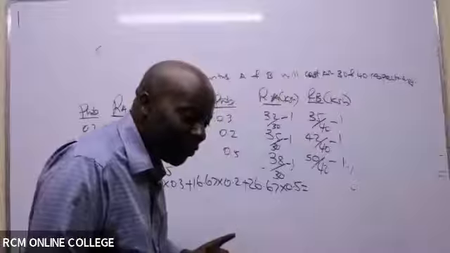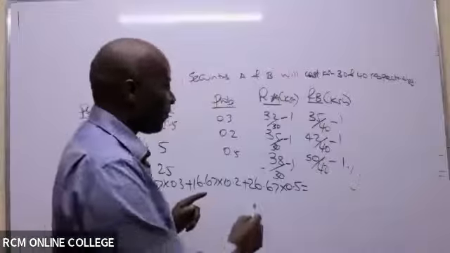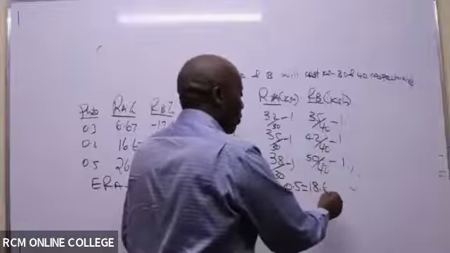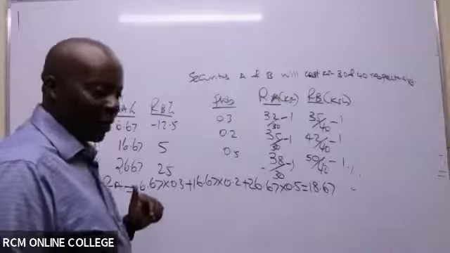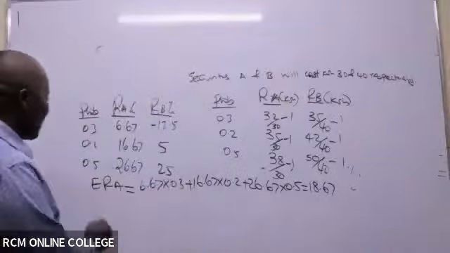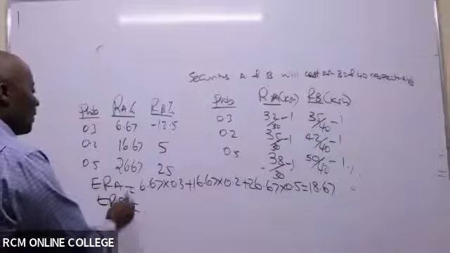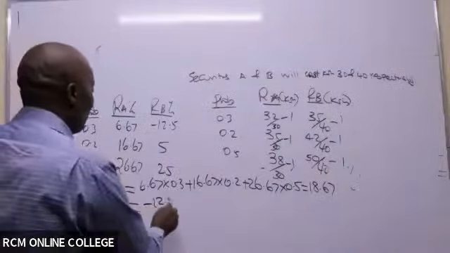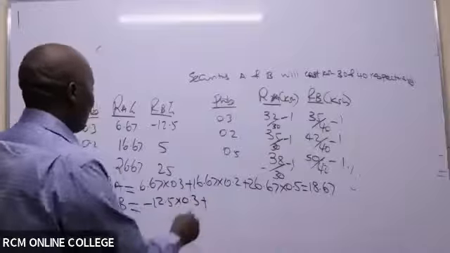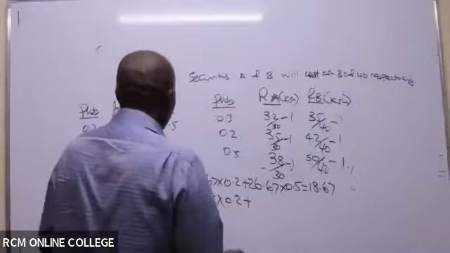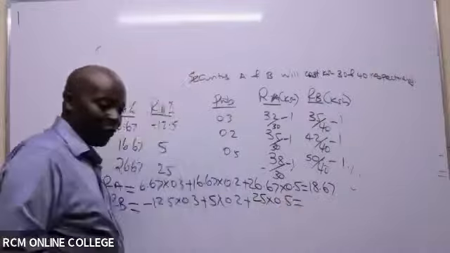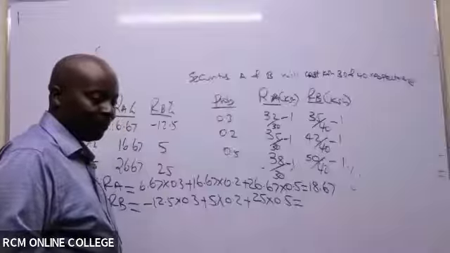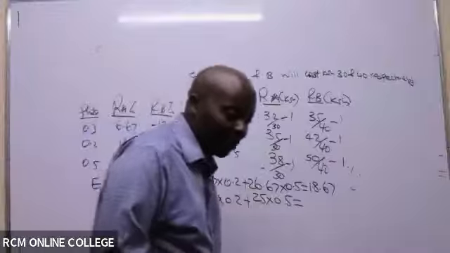Lian is giving me a figure of 18.67. Can somebody confirm that? This gentleman wants me to calculate the correlation coefficient. 18.67. Then go ahead and give us expected returns of B: minus 12.5 times 0.3 plus 5 times 0.2 plus 25 times 0.5, which in this case will end up giving us what figure? So this gives us 9.75.